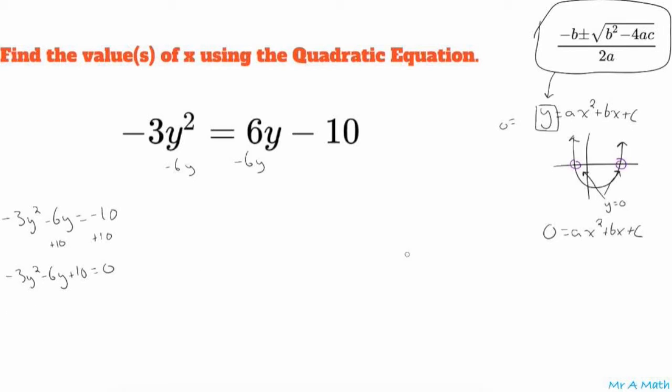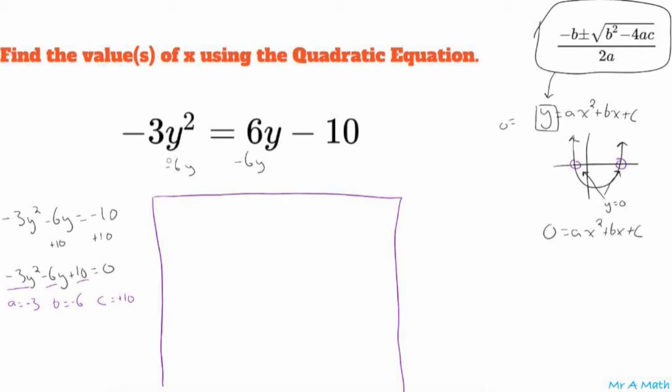So a couple things I recognize, that my a term is equal to negative 3. My b term is equal to negative 6. And my c term is equal to positive 10. So now we can plug these in. So let's go ahead and do that. I'm going to separate my work here a little bit. It's going to be where I solve for my x's.